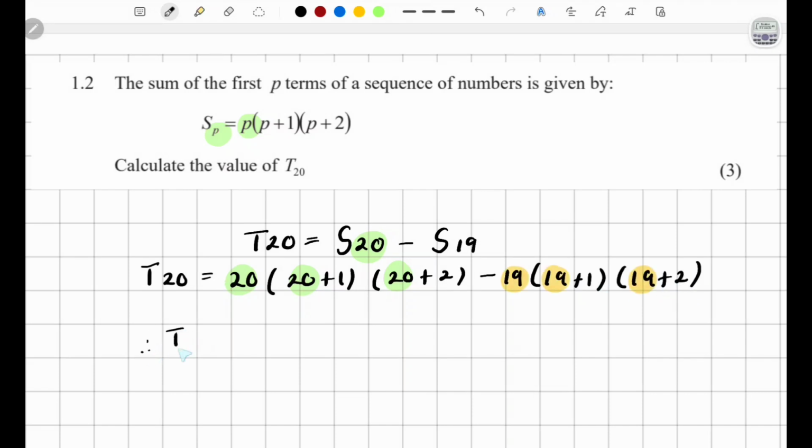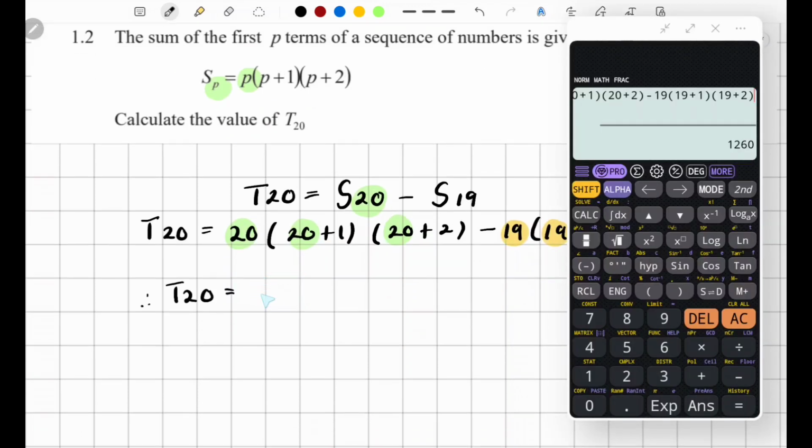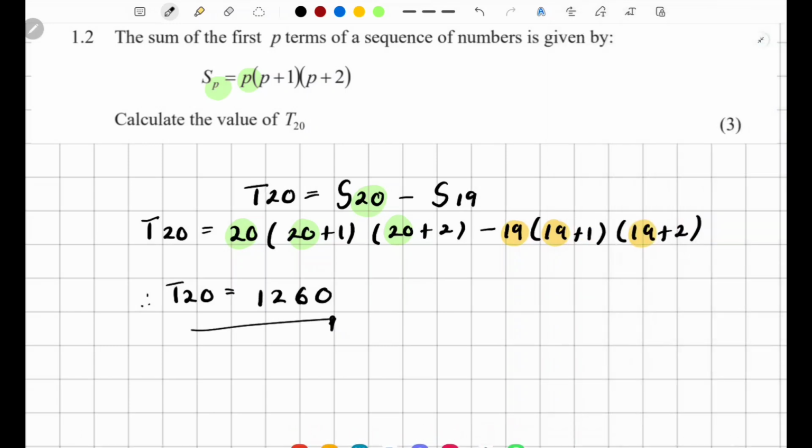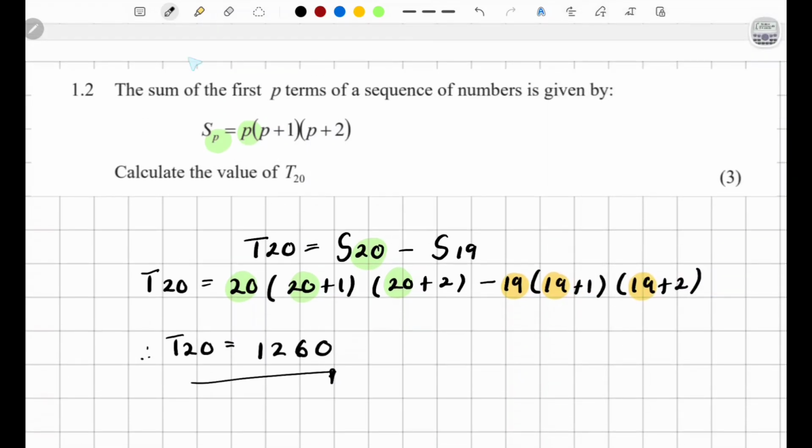And now we can just go ahead and put that onto the calculator. And we get 1,260. So that is the 20th term. Okay, moving on to the next question.